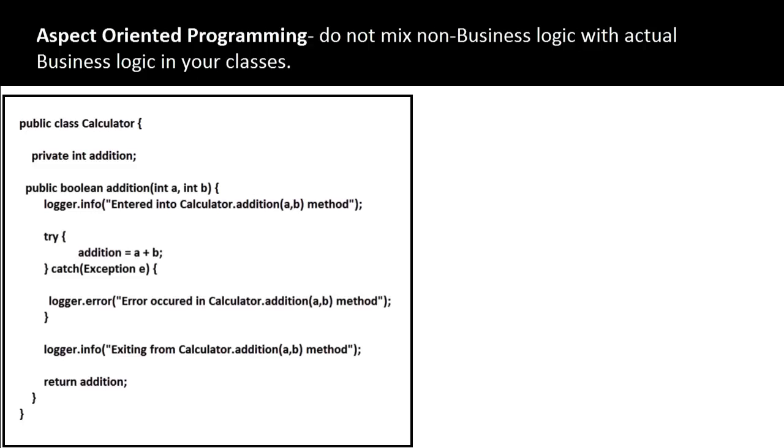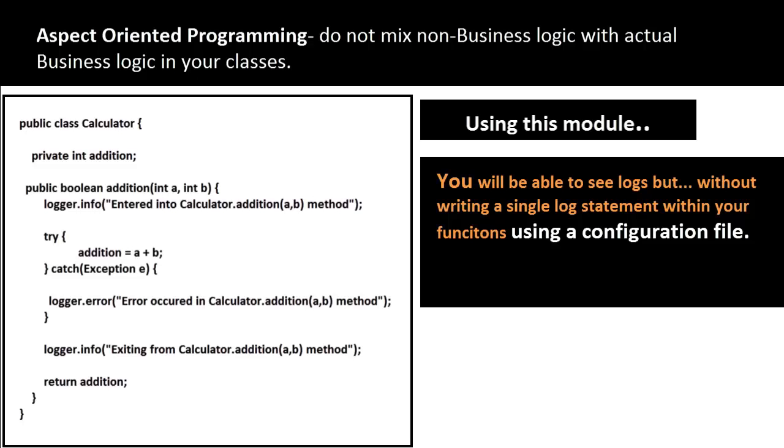This Spring module provides you with a simple mechanism to implement all such non-functional or non-business things as a separate entity, just like you have a separate class for a separate responsibility in your project, such that you won't see any such statements in your business functions. So you would be able to see logs in the log file or console, but you do not need to write log statements within your functions. Isn't it great? Your functions would only contain business logic and nothing else.